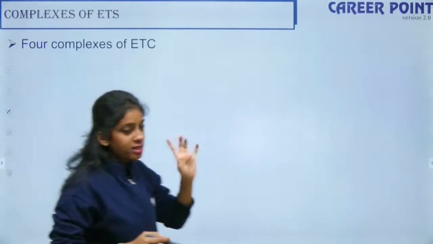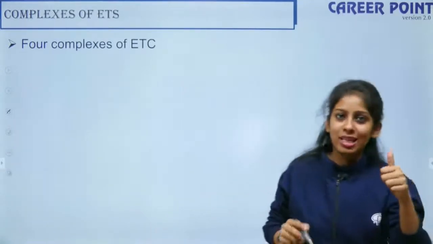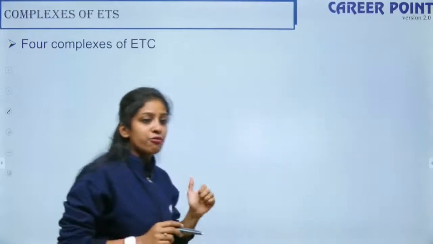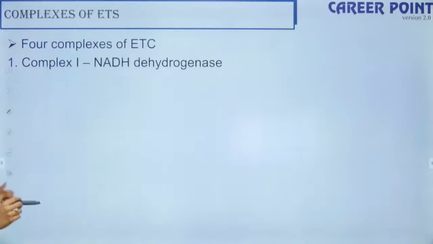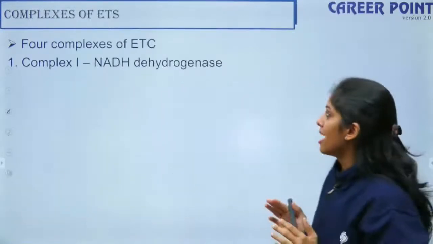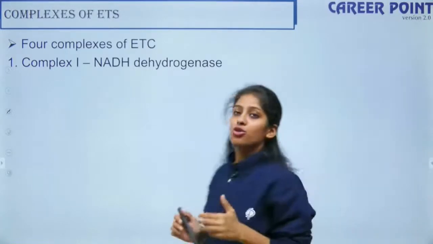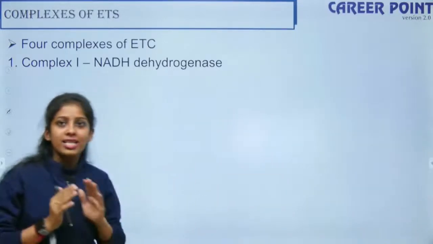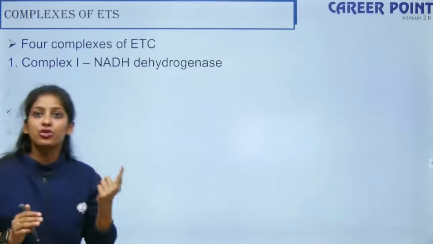Who are the complexes of your ETS? There are 4 main complexes. The last one I'll explain towards the last slide. So what are those complexes? First is complex 1. Complex 1 is named the NADH dehydrogenase complex.